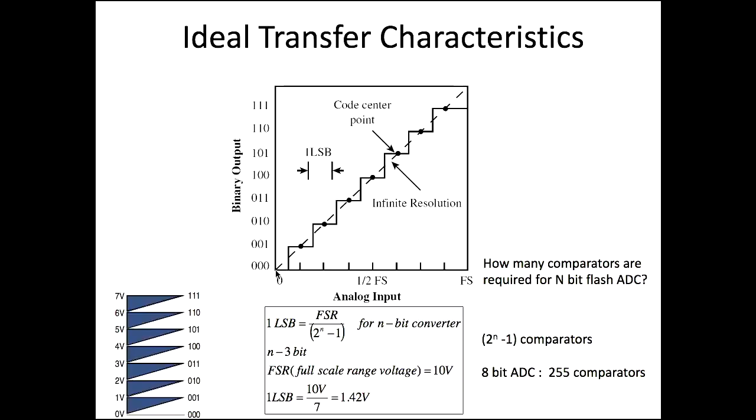So binary output and analog input. When the analog input is increasing, this is the 1 LSB. Only then will it go to 0001, and then again it will stay there. When this much voltage increases, again it will go. You get a step response based on the ADC resolution. So 1 LSB is the width of this step, and ideally it should be going straight like this. The step should be straight.